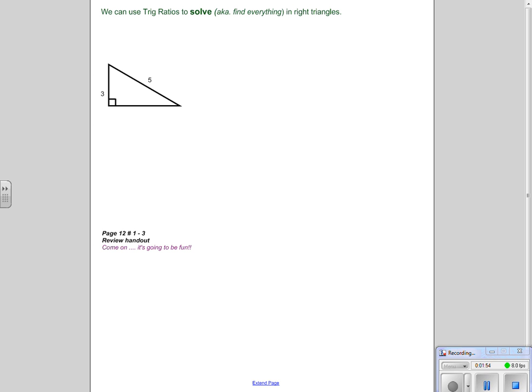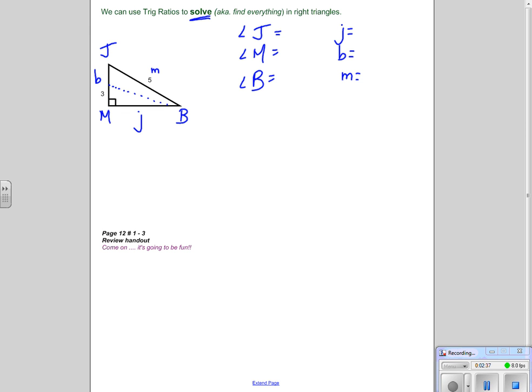Here we have a triangle that has 3 and 5, and we are asked to solve, which means find everything. So let's label the sides. Let's call them J, M, B. We want to find angle J, angle M, angle B, and the 3 sides. By convention, we would call the side opposite to angle B little b, this would be little m, and this would be little j. So we want to find those 3 pieces of information as well.